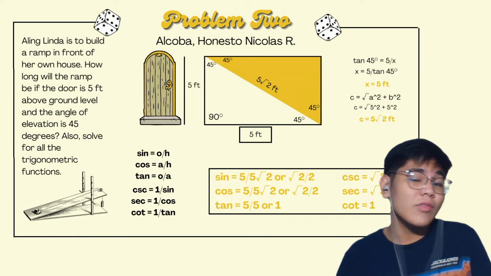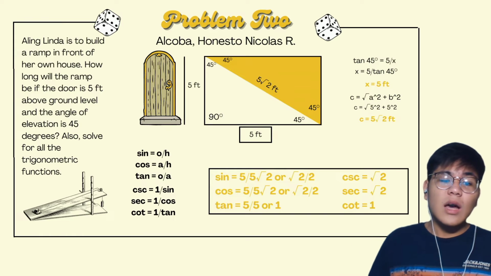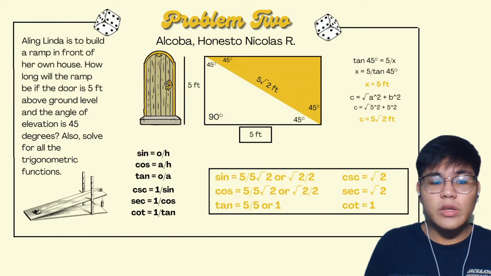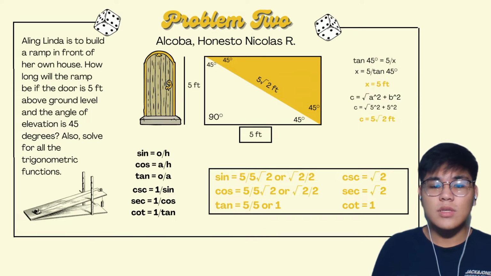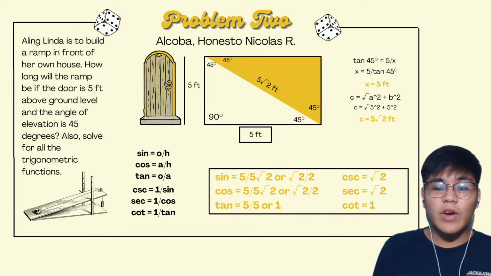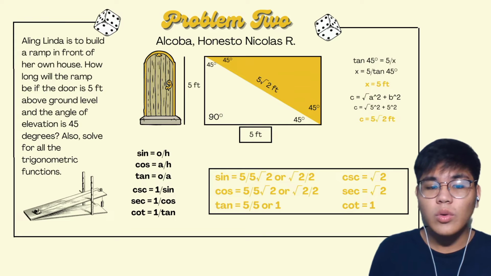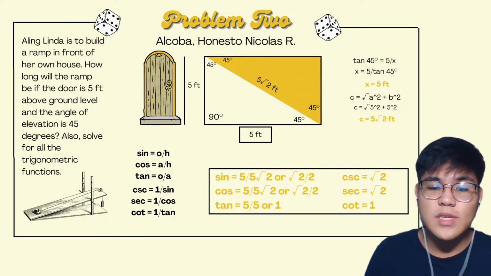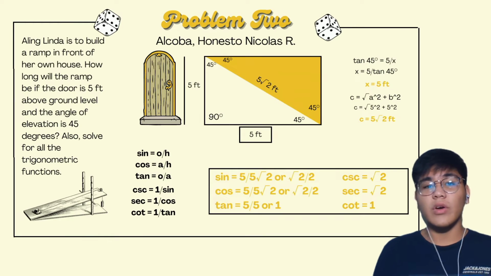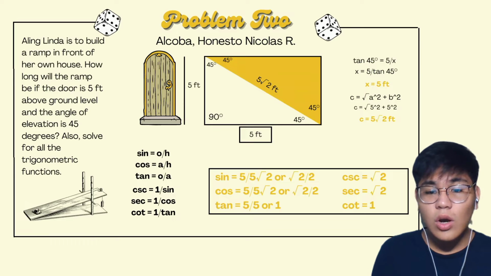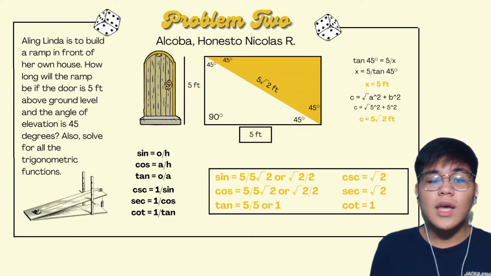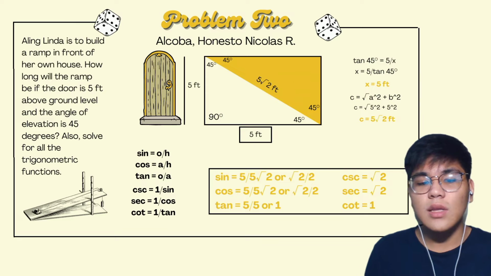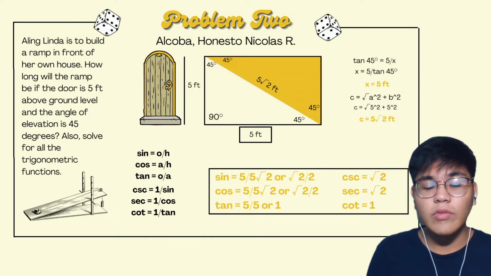So now that we have all the sides of our triangle, what we need to do is solve for all the trigonometric functions. So first, sine, again, opposite over hypotenuse. 5 over 5 square root of 2, or square root of 2 over 2. Cosine, which is also the same as sine, since both are 45 degrees. Cosine is equal to 5 over 5 square root of 2, or square root of 2 over 2. Tan is equal to opposite over adjacent. Tan is equal to 5 over 5, or simply 1.